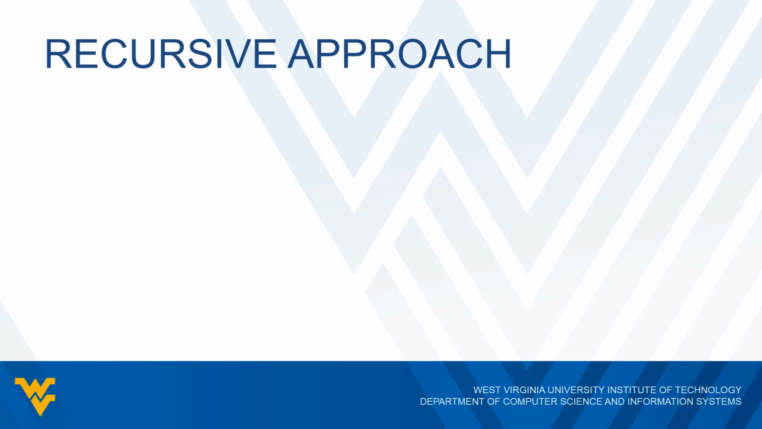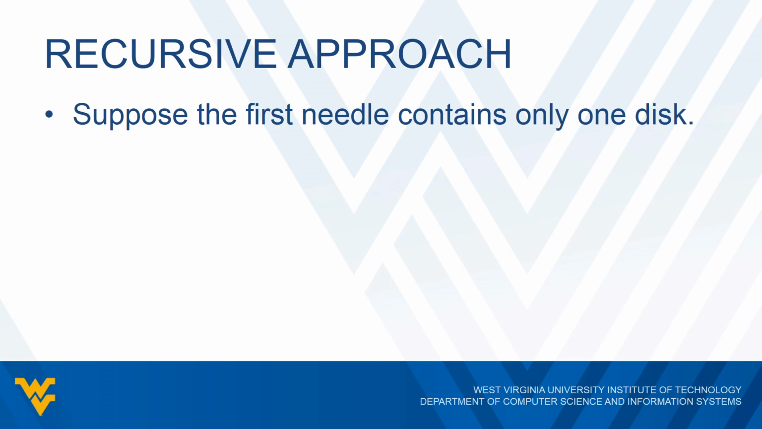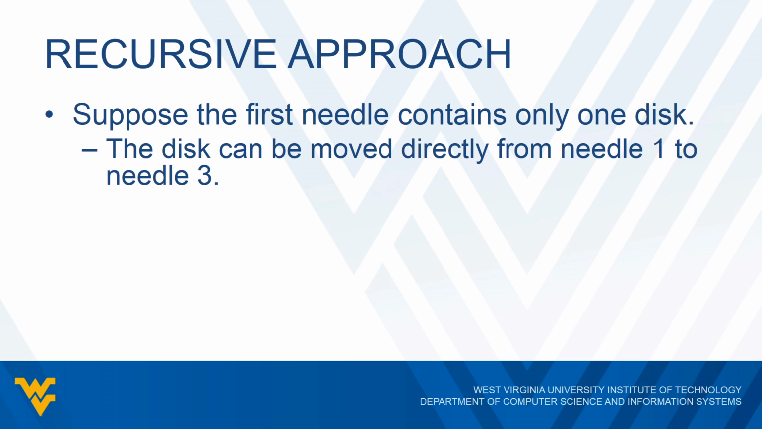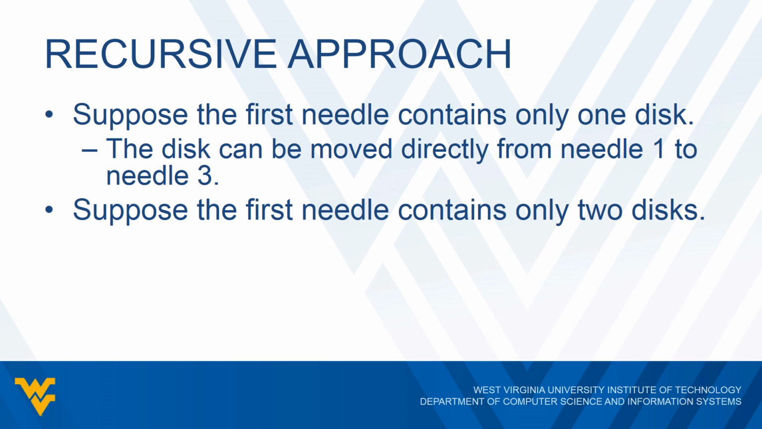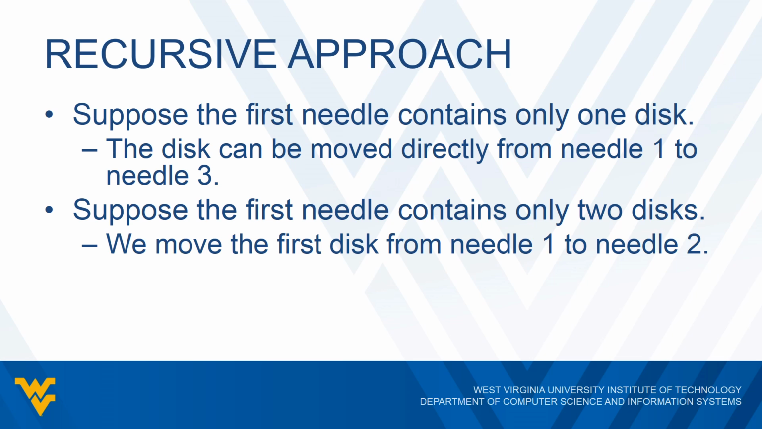So let's just suppose the first needle only has 1 disc. That's it. So if there's only 1 disc, all we have to do is just move that disc directly from needle 1 to needle 3, or needle A to needle C if we use our earlier example. Now let's suppose our first needle only had 2 discs instead of 1. So what we would do here is we would move the first disc from needle 1 to needle 2. So we'll move it to the middle needle.